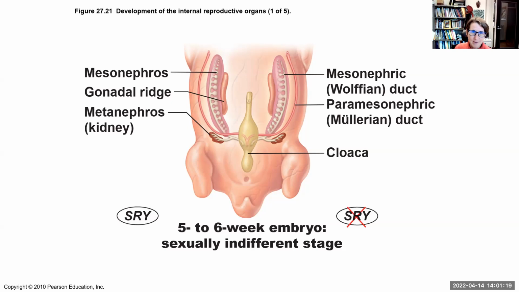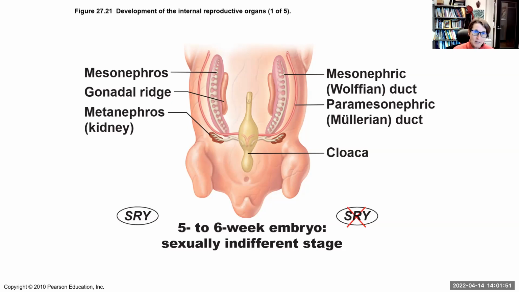In females, it does not. More on that in a moment. But there are these two ducts, and if the SRY gene is present, then we're going to have a male, right? In that case, this mesonephric duct, the Wolffian duct, is going to develop, and the paramesonephric duct, the Mullerian duct, is going to degenerate, just disappears.